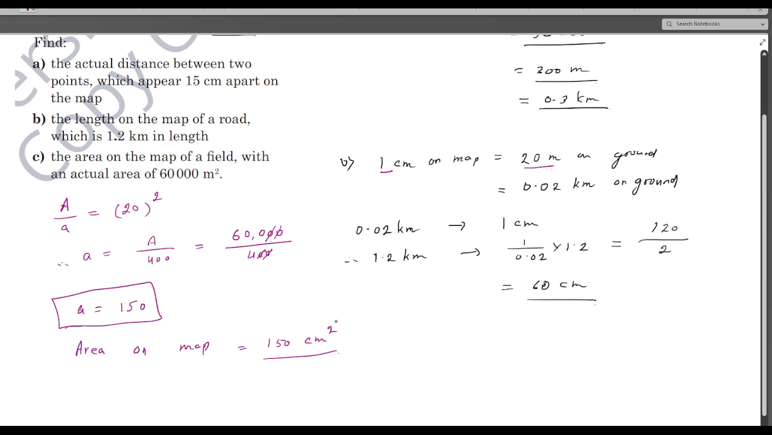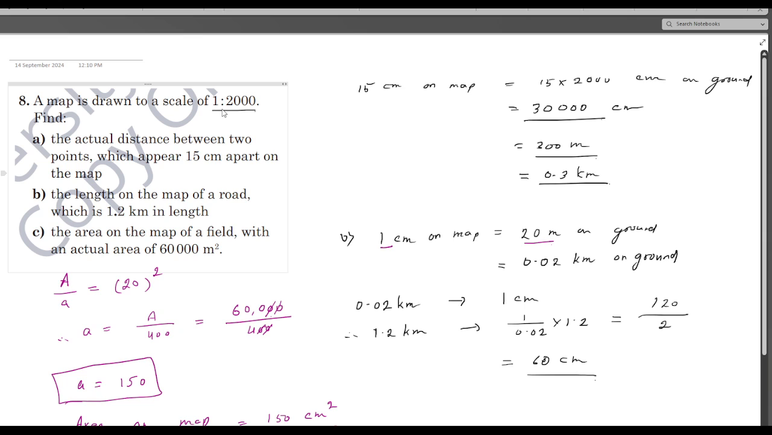Okay, so whatever scale factor is given in ratio, unit is same for both. So 1 centimeter on map will be equal to 2000 centimeter on the ground. But by using units, I can write as 1 centimeter on map equal to 20 meter on the ground, or 1 centimeter on map is equal to 0.02 kilometer on the ground. Okay, and using that we can solve these problems. So this is your problem 8.